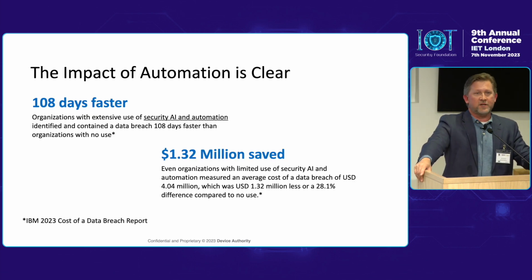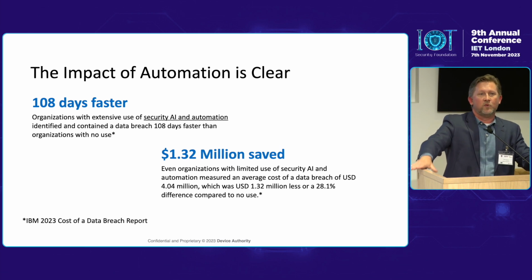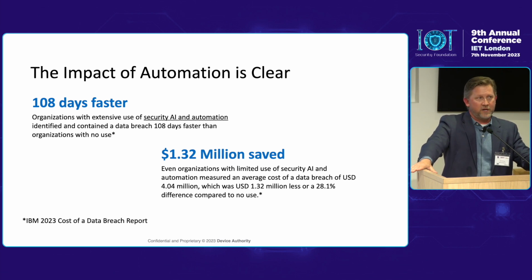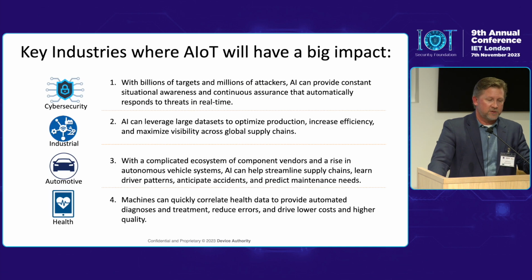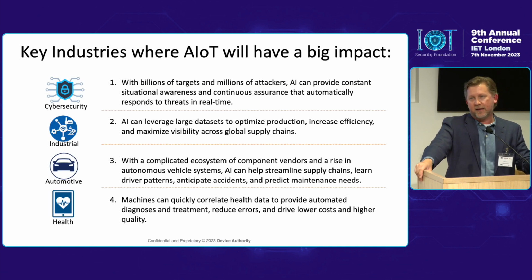And it's no question when it comes to security that automation has a big impact as well. We know from that same data report that even limited use of AI when applied to security can have real material impacts, shortening how long it takes you to recognize a breach and reducing the amount of money it actually costs you for a particular breach. So those are both very powerful metrics. So if we look at where AI is slated to have a big impact, certainly cybersecurity, I think we're all in agreement with that here.